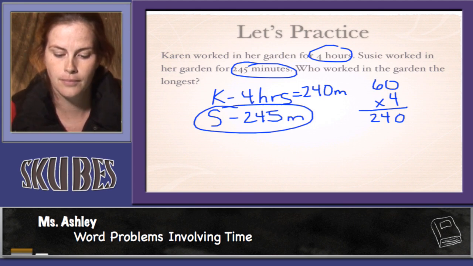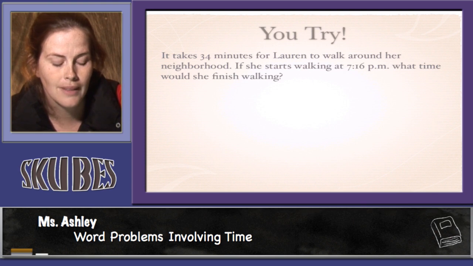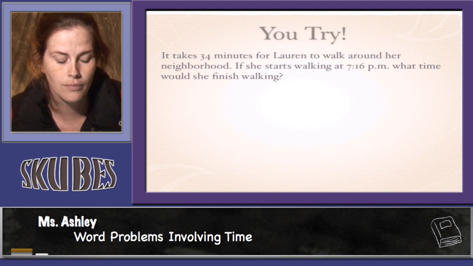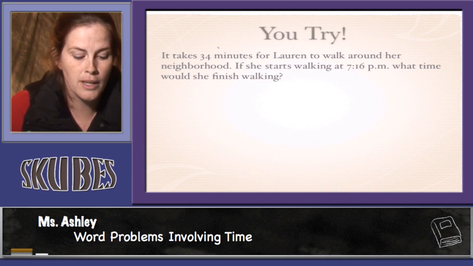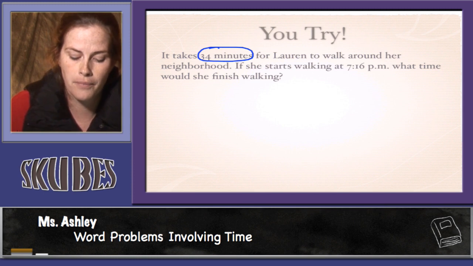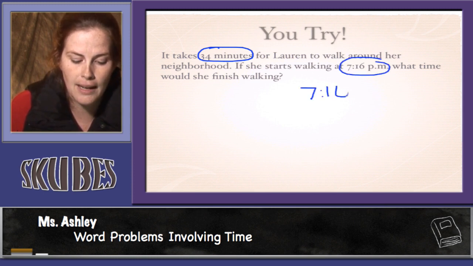All right, now you try one. It takes 34 minutes for Lauren to walk around her neighborhood. If she starts walking at 7:16 p.m., what time would she finish walking? Once again, we'll start with what we know. It takes her 34 minutes to walk around the block, and she's going to start at 7:16 p.m. All right, so I'm just going to add 34 minutes to 7:16.